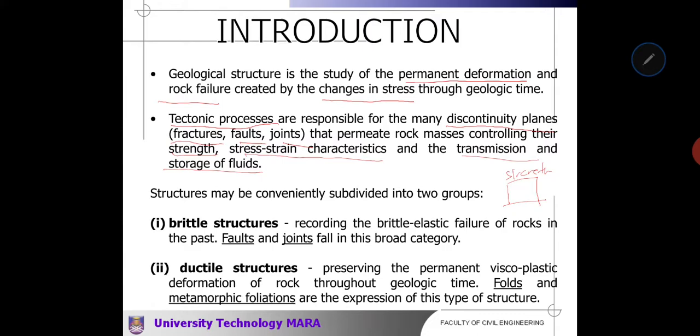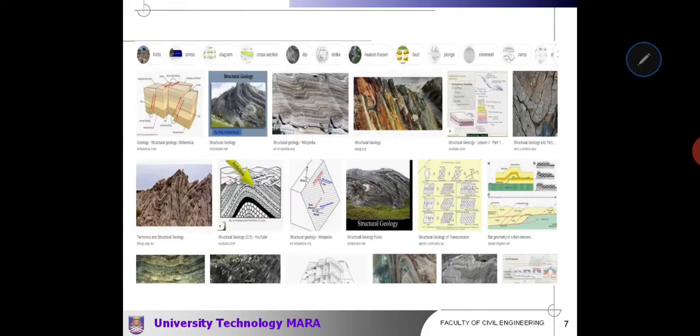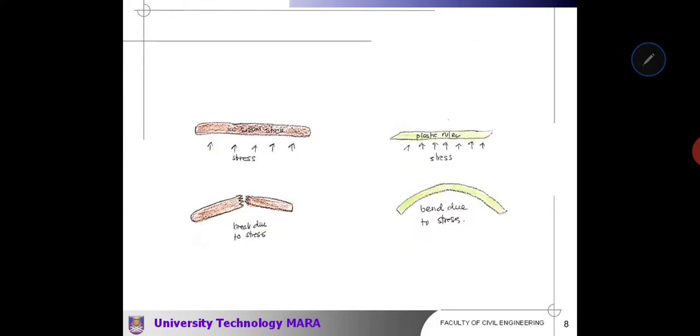Next, you need to know the behavior of rock. We have two types of behavior. The first one is brittle structure, and the second one is ductile structure. To understand brittle and ductile, imagine this ice cream stick and this plastic ruler. To explain brittle material, imagine your ice cream stick, and we put stress at the bottom of it. If you put a large amount of stress very rapidly, we have breakage in the middle, and the ice cream stick splits into two.